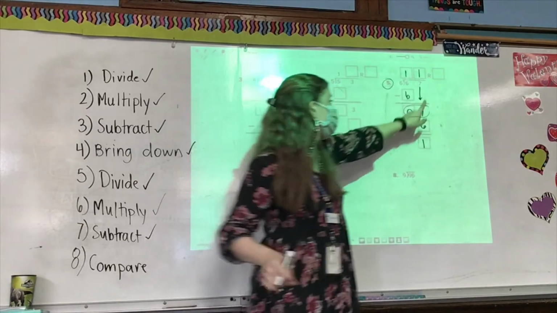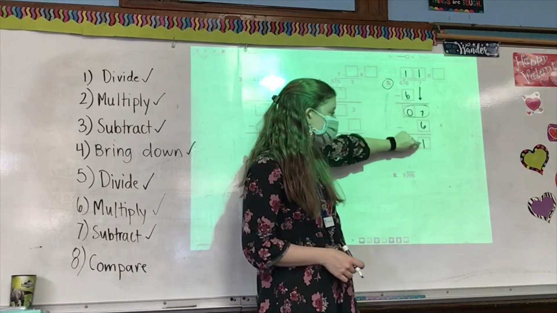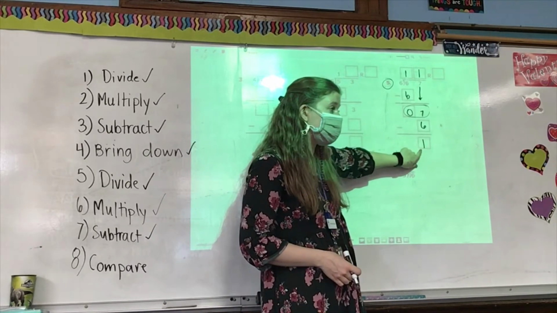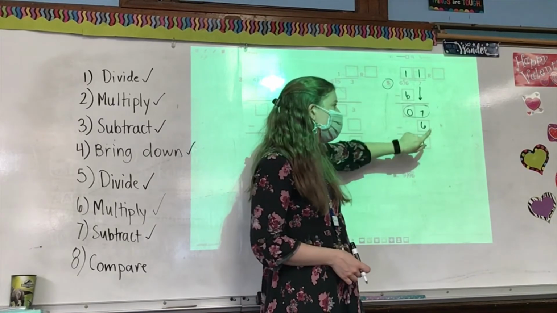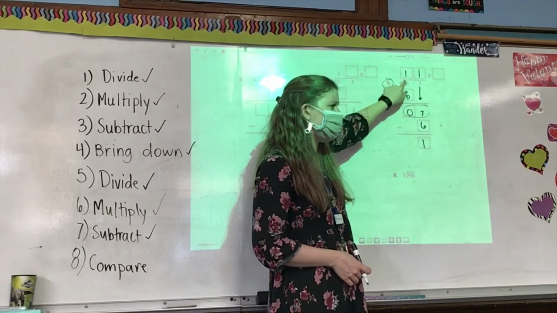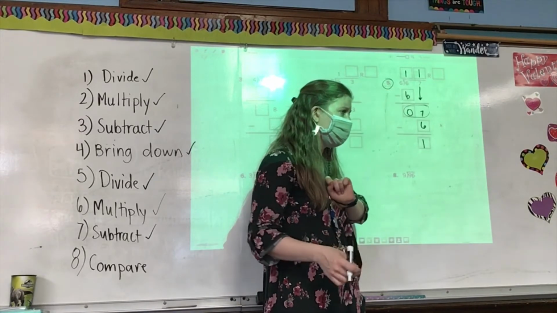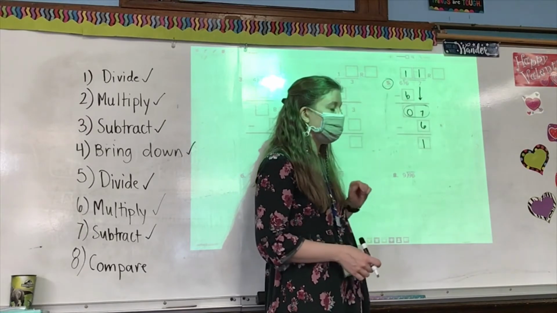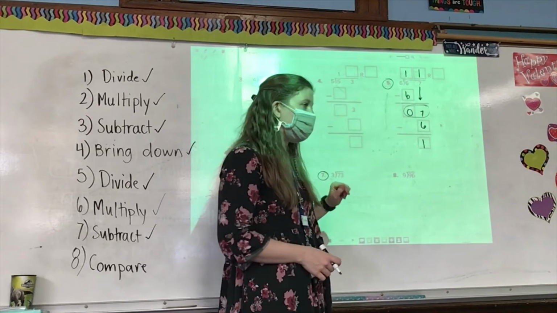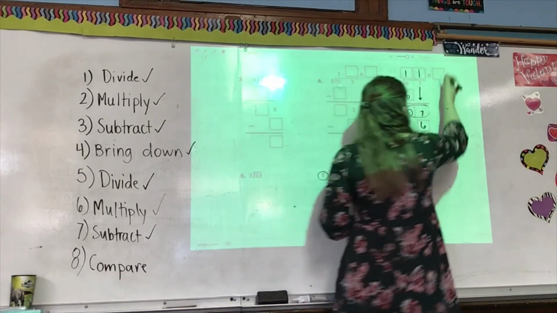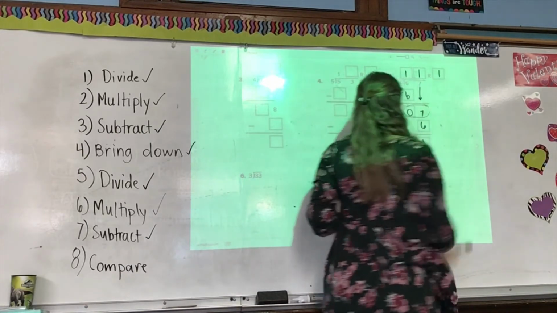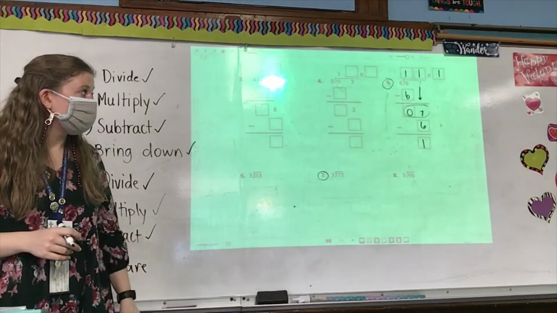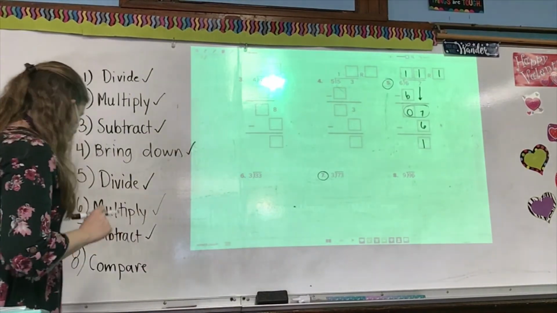So Zadie, we know there's nothing left to bring down, so what's the very last thing that we do? Compare. We're checking to see if the answer to the subtraction problem is greater than, less than, or equal to our divisor, Zadie? Less than. Is the answer to our subtraction problem less than our divisor? Yes. So what does that mean? That's our remainder. So class, 67 divided by 6 is? 11 remainder 1.